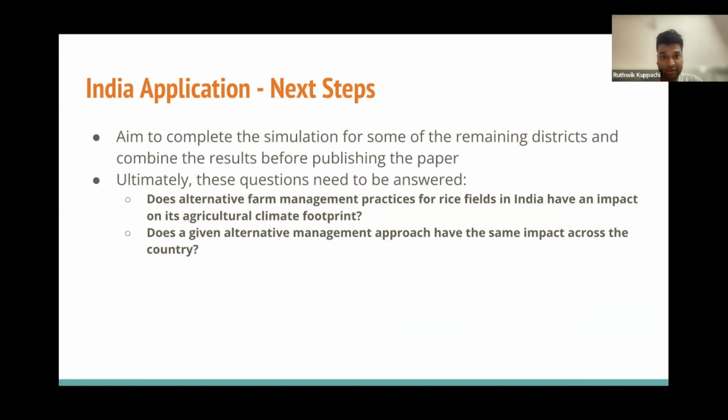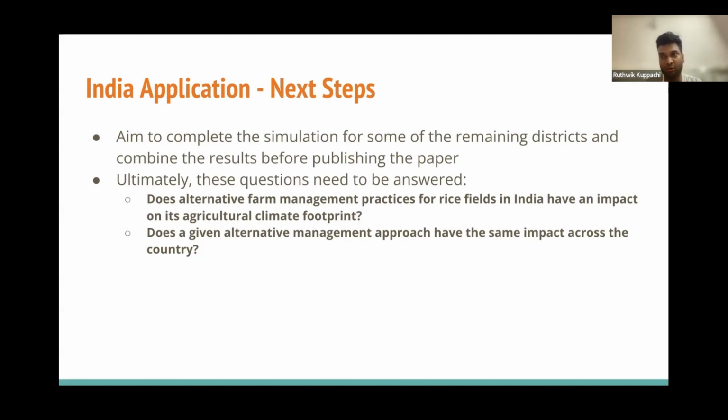So again, just to tie everything together, our aim is to complete the simulation for all the districts in India, like we showed in the study area that we discussed before. The questions we're trying to answer using this simulation exercise are: do alternative farm management practices for rice fields in India have an impact on the agricultural climate footprint? And does the same alternative management approach have different impacts across the country? So those are the questions that we're trying to answer.